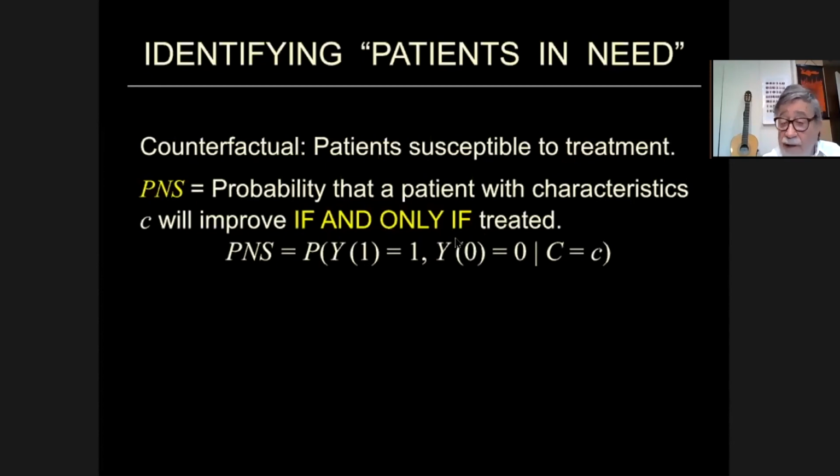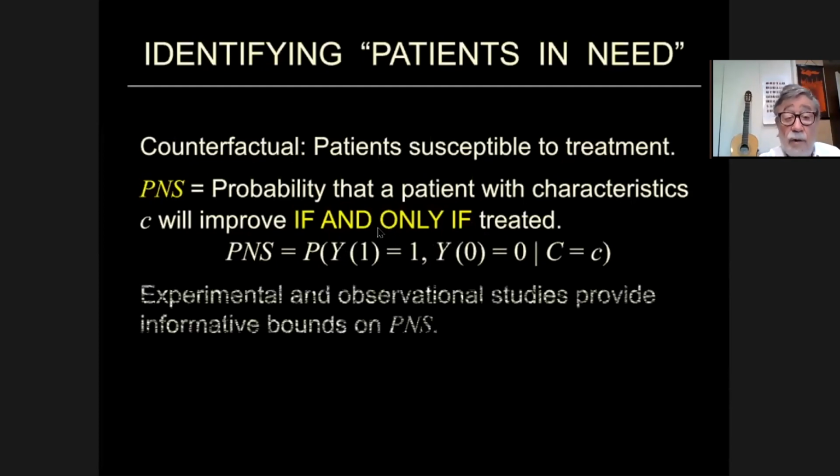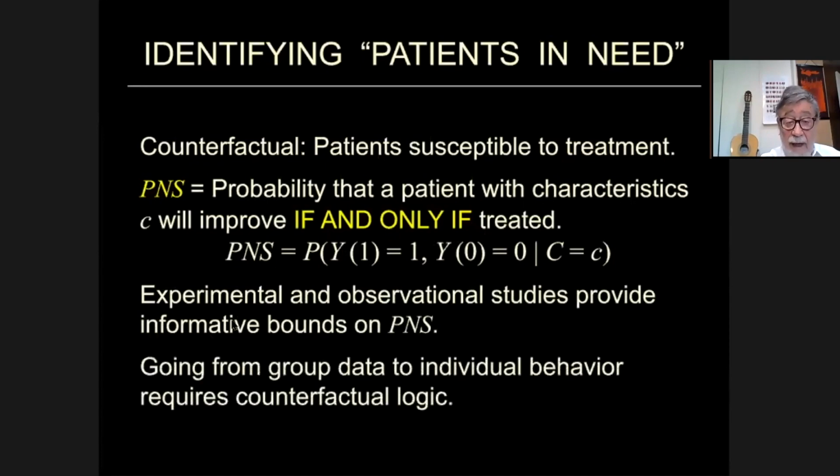It's a counterfactual expression. You cannot express it in terms of probability, nor can you get it from experimental data. So you need both. Experimental and observational studies provide an informative bound on that. And it's true in general: whenever you go from group data to individual behavior, it requires counterfactual logic.